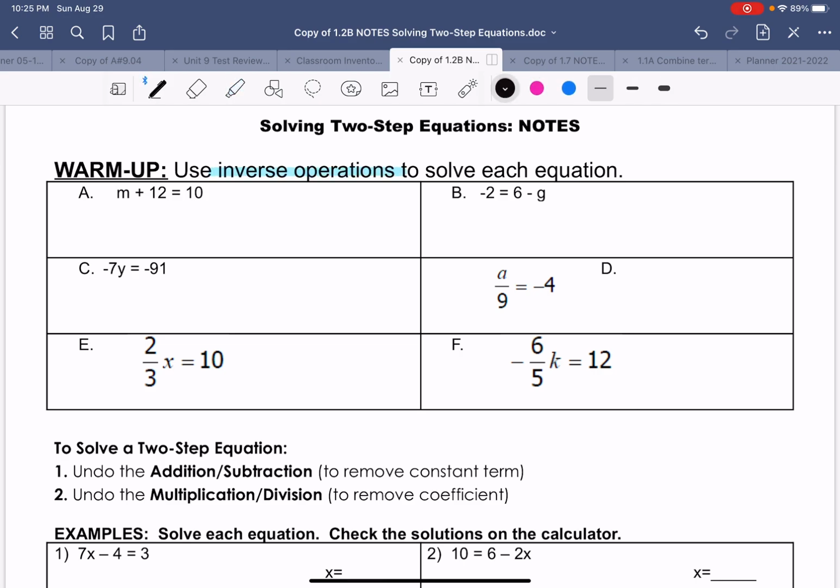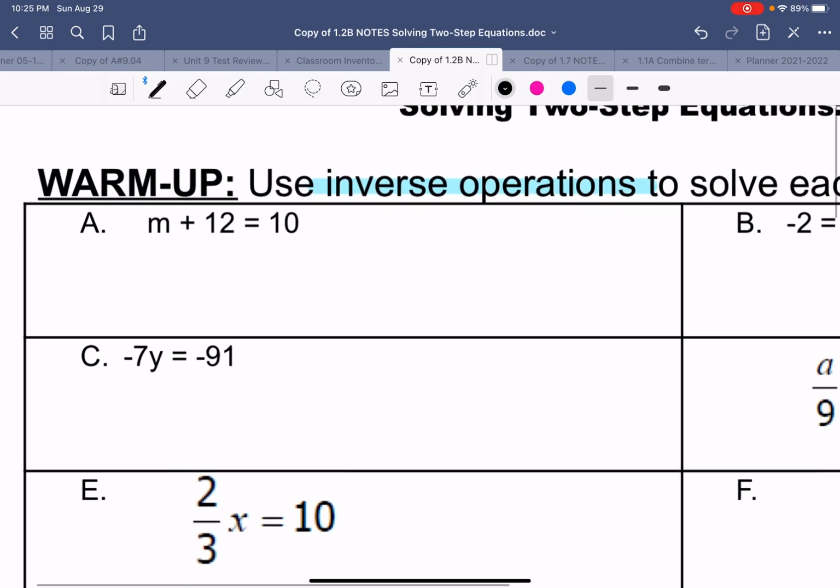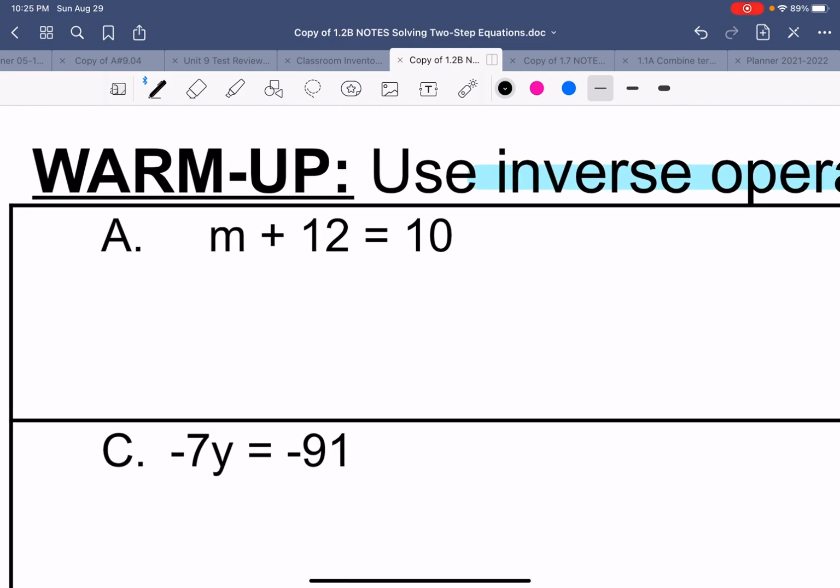When we're trying to solve for a variable, we have to undo whatever's happening to it. So on A right here, we want to solve for M. M is on the side with 12, and 12 is adding to M. So if I want to undo that 12, I have to do the opposite operation.